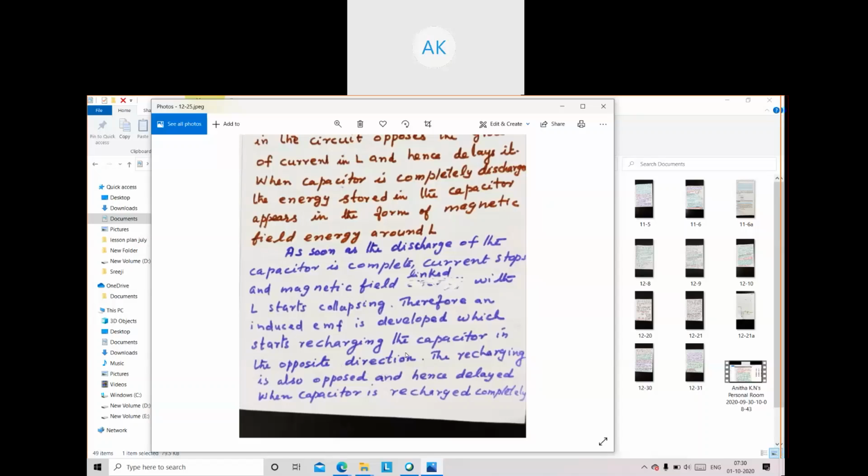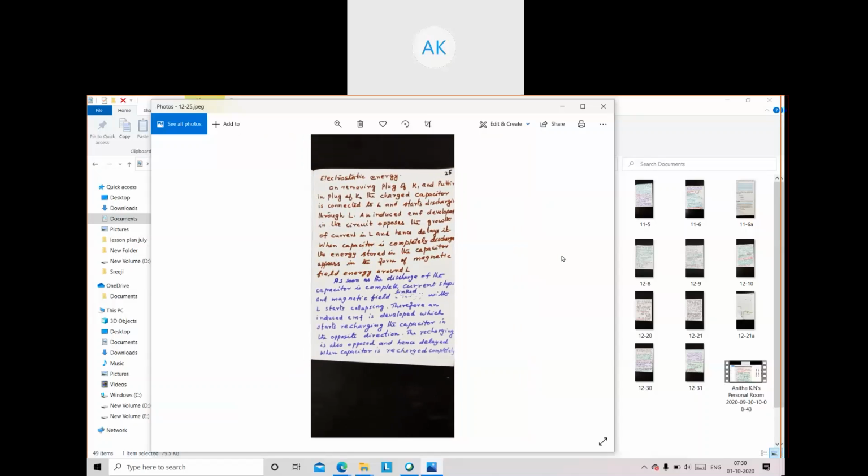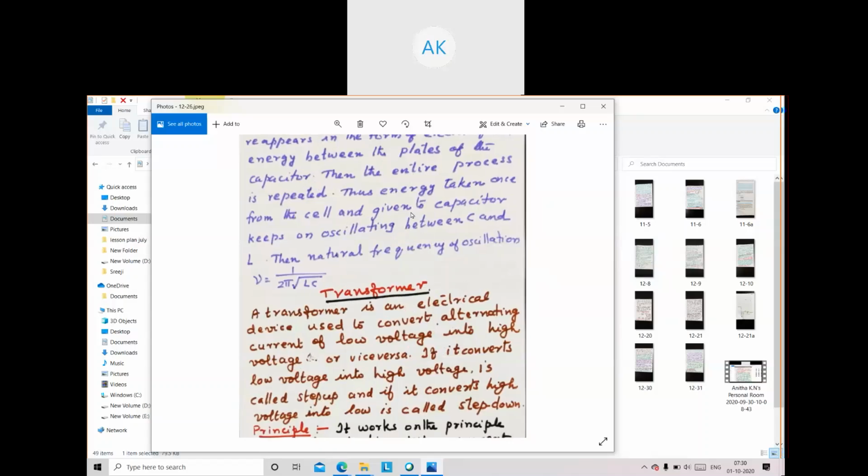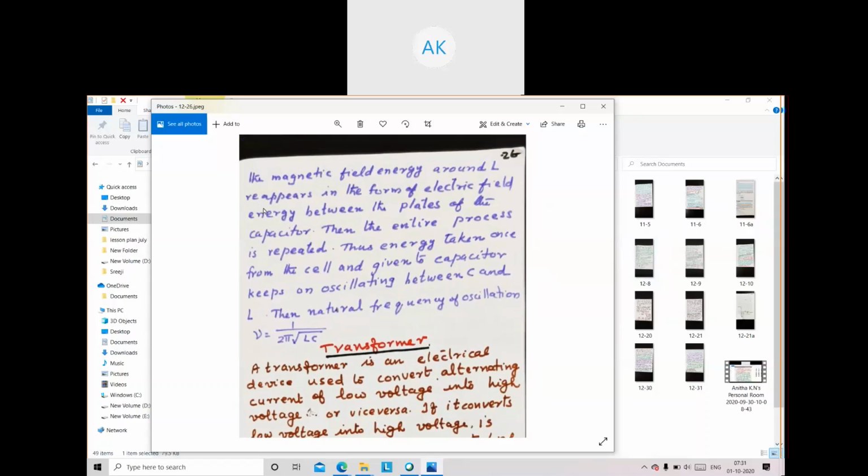When the capacitor is recharged completely, then magnetic field energy is converted into electrostatic energy. The magnetic field energy reappears in the form of electric field energy between the plates of the capacitor. Then the entire process is repeated. This energy taken once from the cell and given to the capacitor keeps on oscillating between C and L. Capacitor, inductor, capacitor, like that energy is oscillating.